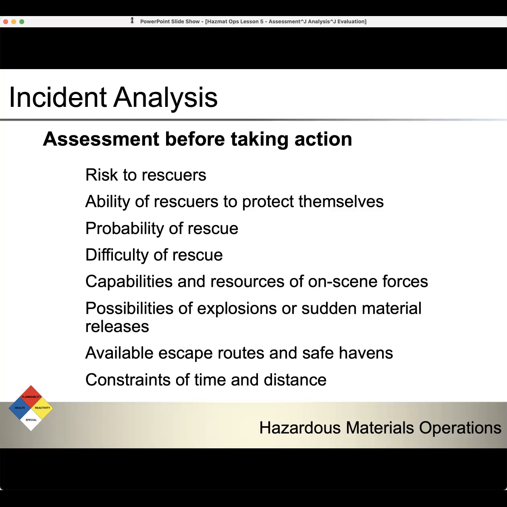Available escape routes and safe havens, and the constraints of time and distance. Sometimes hazardous material incidents are very large, where the hot zone is maybe a long distance from where your command post or your dress out area is. Again, if time is not on our side, then we might want to make other plans.